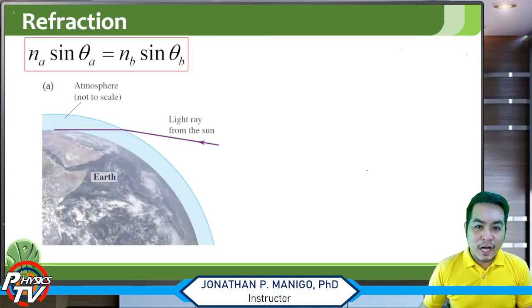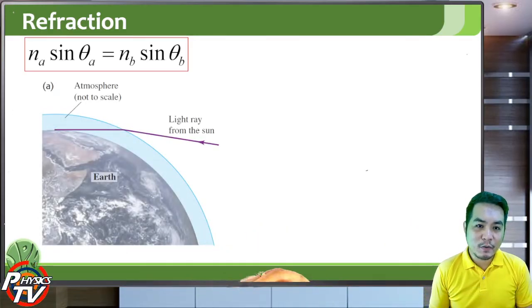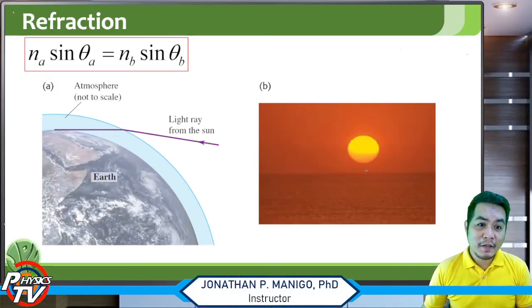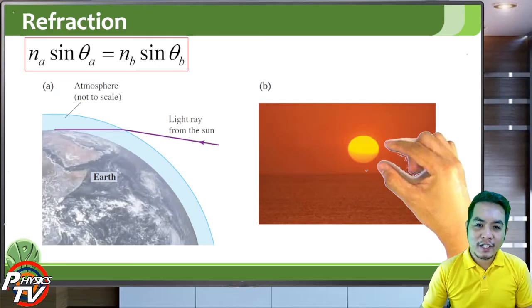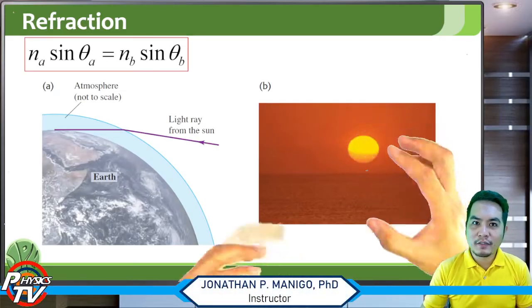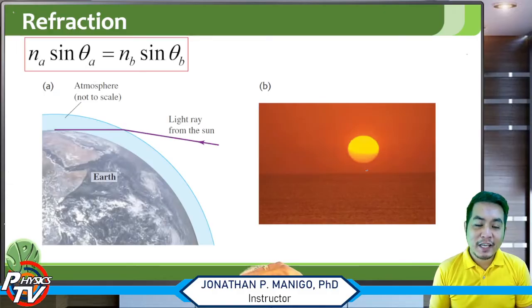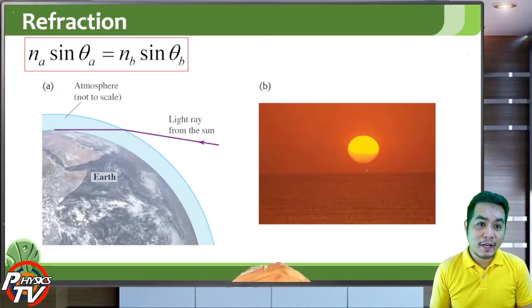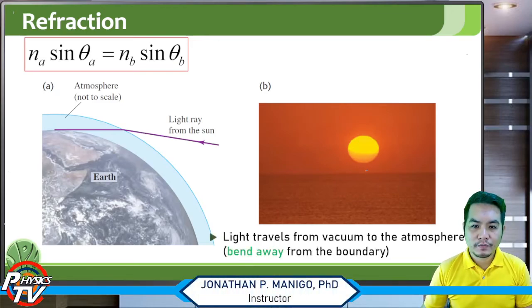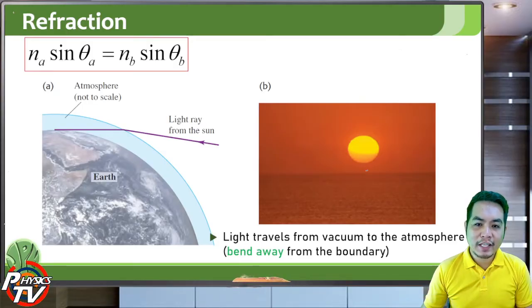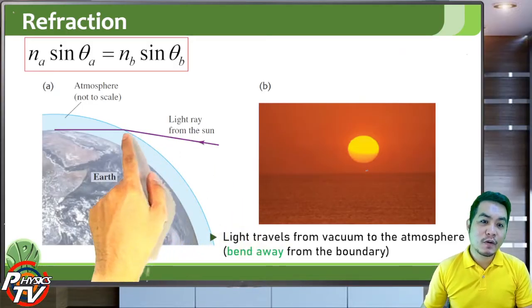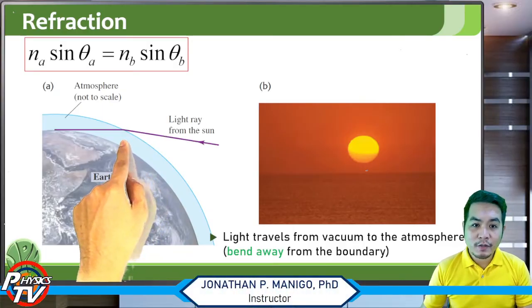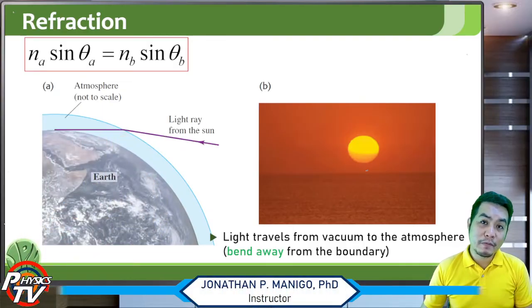Okay. So another example is light ray from the sun. When light ray from the sun enters our atmosphere, it can actually bend, especially during sunset. During sunset, you will notice that the sun looks not perfectly circular, and that is because light rays from the sun are bent when they enter our atmosphere. So in this case, light rays travel from the vacuum of space to a higher index of refraction, our atmosphere. So the light will bend away from the boundary.